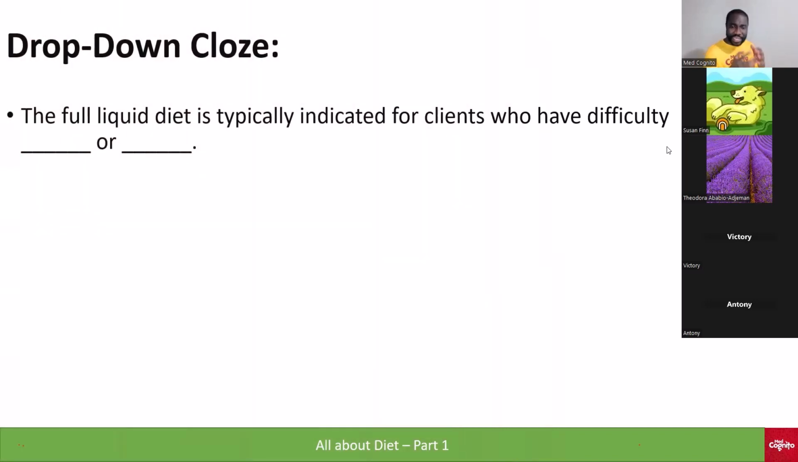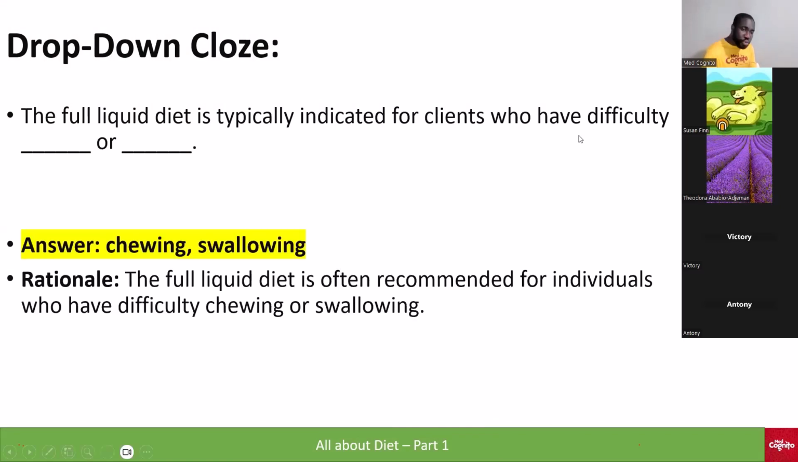Swallowing. Exactly. Someone said chewing and swallowing. Chewing and swallowing. So somebody will say, oh, diet's easy, easy peasy. But unless you are guided to really know the various kinds of diets, you'll not be able to ace the exam.